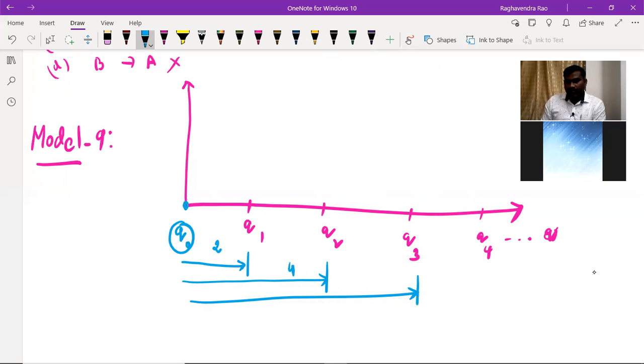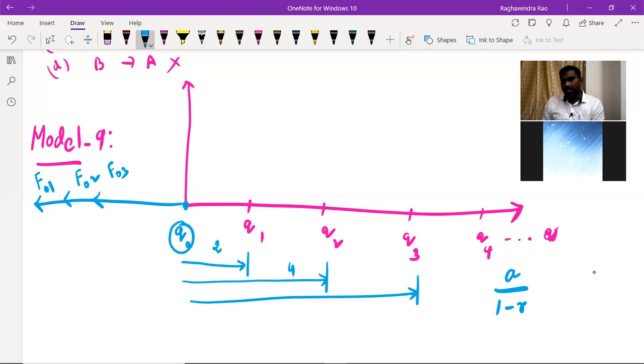Now Q1 will exert a repulsive force on the charge at 0, then Q2, then Q3, like that an infinite number of forces. By adding these, we get a GP series. For a GP series we can use a by 1 minus r, where a is the first term and r is the common ratio. Using this simplification, we can solve the numerical.